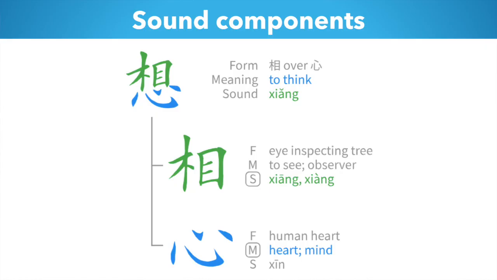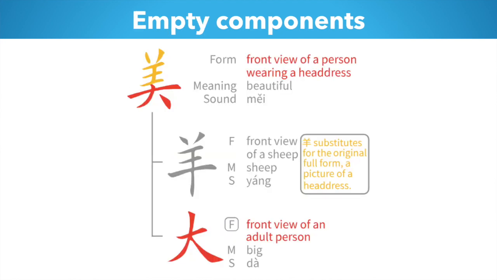The third type is sound components, which, as you may have guessed, give a sound. The fourth type is called empty components. They give neither a sound nor a meaning, hence the term empty. Now, each of these will be discussed later on in this course, starting with lesson number 4. It's important to remember that the same component may play different roles in different characters.